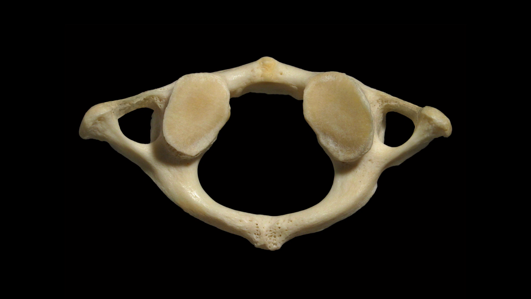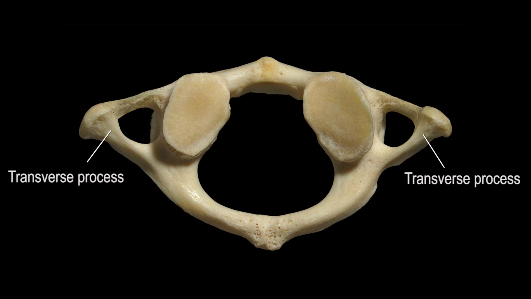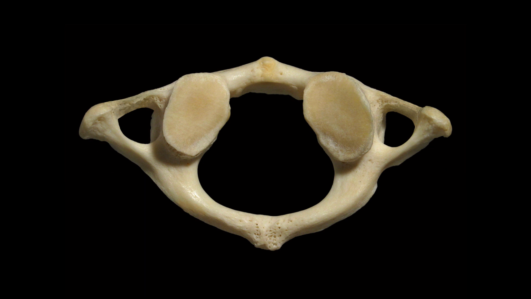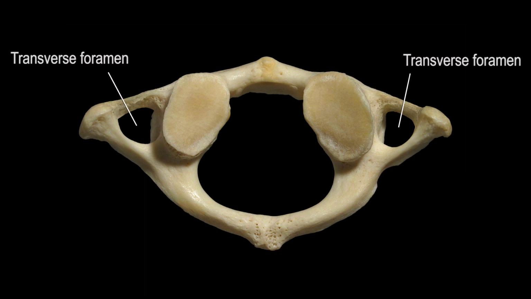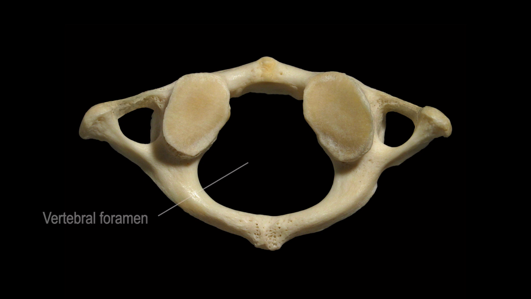Out laterally, on the left and right sides, we see the transverse processes. In each transverse process, we have a hole, a transverse foramen. The transverse foramina, and the word foramina is plural for foramen, the transverse foramina of the cervical spine allow passage of the vertebral arteries. We have the vertebral foramen in the center of the atlas right here.